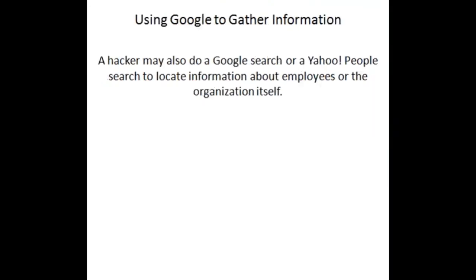Using Google to gather information. A hacker may also do a Google search or a Yahoo people search to locate information about employees or the organization itself. The Google search engine can be used in creative ways to perform information gathering. The use of the Google search engine to retrieve information has been termed Google hacking.